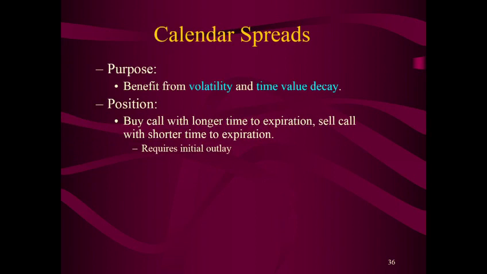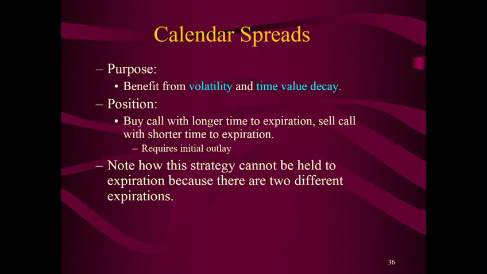Okay, a calendar spread is essentially a time spread, right? So it bets on time value decay. Now, because it bets on time value decay, you are looking at two different expirations. And when you look at two different expirations, you won't be able to come out with a profit diagram, right? So far, all the strategies are assumed to expire.